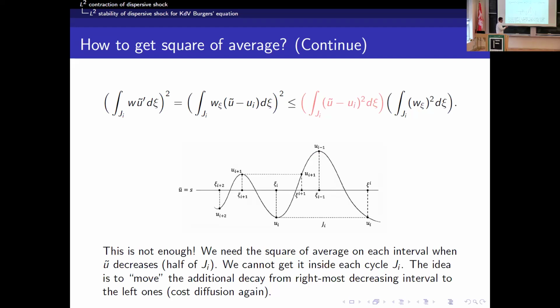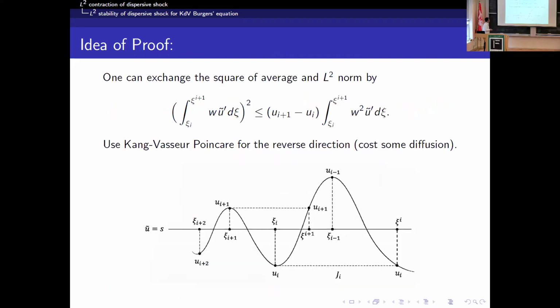Okay, I do have some time, so let me give you a little bit of why this is not enough. In fact, we found this L2 norm and this average square can be treated one by one. First, this is a very simple Holder inequality. Take a W and the square root of U prime, and take another square root of U prime, apply the Holder inequality, and you get that. So this is the variation of U. We can also go backward: how to control the L2 norm by the average square? You can use the Poincare inequality.